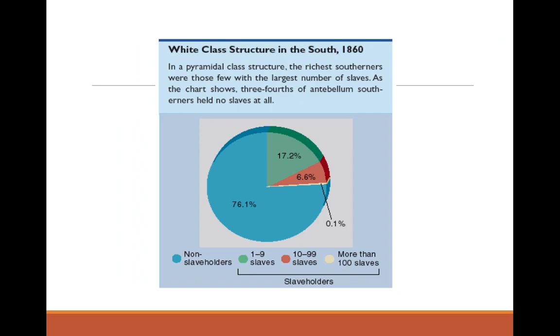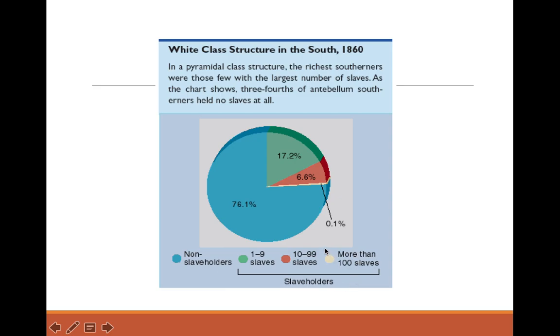Next, this is also a really important slide. This is the class structure in the South. 3/4 of all the white Southerners did not own slaves, and that is a really important fact. 25% did own slaves, so 1 out of every 4. But of those who did, most of them owned just a few slaves, 1 to 9. A small proportion, about 7%, owned up to 100 slaves. And then a tiny, tiny fraction of plantations, 0.1% of people, were very, very large.